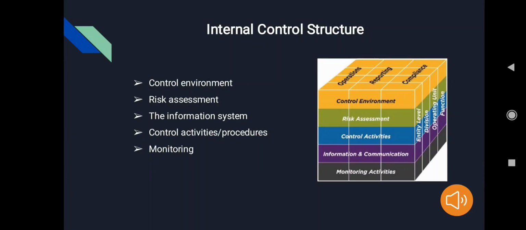And now we move on to the internal control structure. It consists of the control environment, risk assessment, the information system, control activities or procedures, and monitoring.